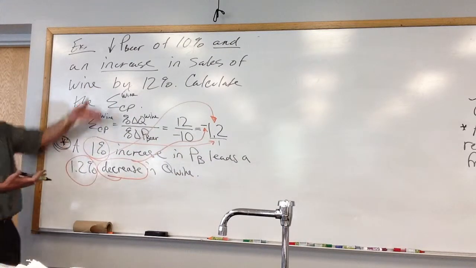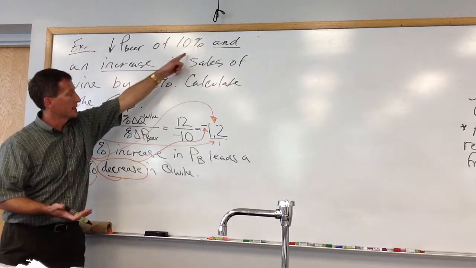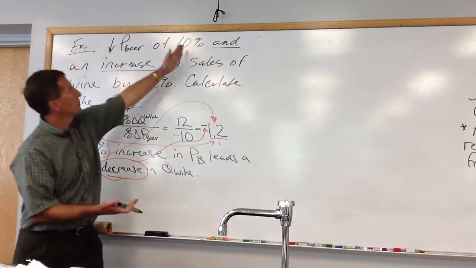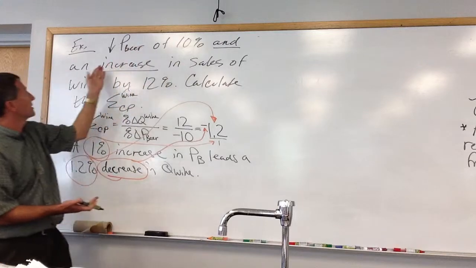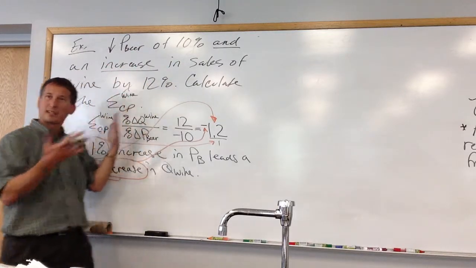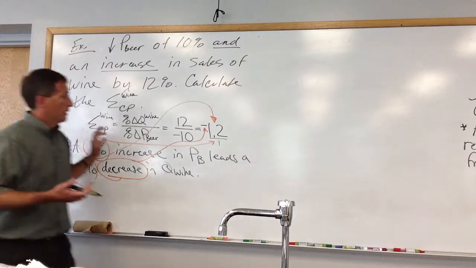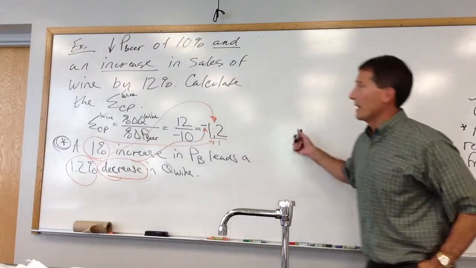And then it always works in reverse too, because this story makes sense now too, right? A 10% decrease in beer leads to a 12% increase in wine. So we're just kind of telling it in a different way. You assume it works the same both directions. It does work the same both directions, yeah. Okay, good question. Anything else there?